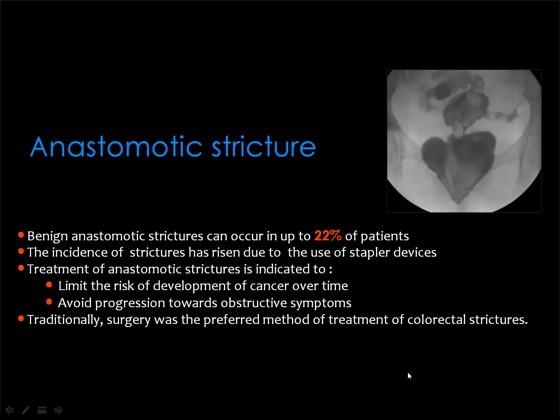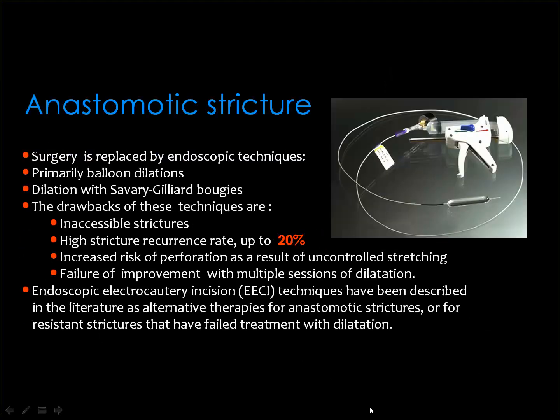Then anastomotic stricture is benign anastomotic stricture not related to cancer recurrence, may be seen in up to 22% of the patients. The incidence of stricture has risen due to the use of stapler devices. And the treatment of anastomotic stricture is indicated to decrease the risk of developing cancer over time and to avoid obstruction or obstructive symptoms. This stricture was traditionally surgically treated, but now we have so many alternatives.